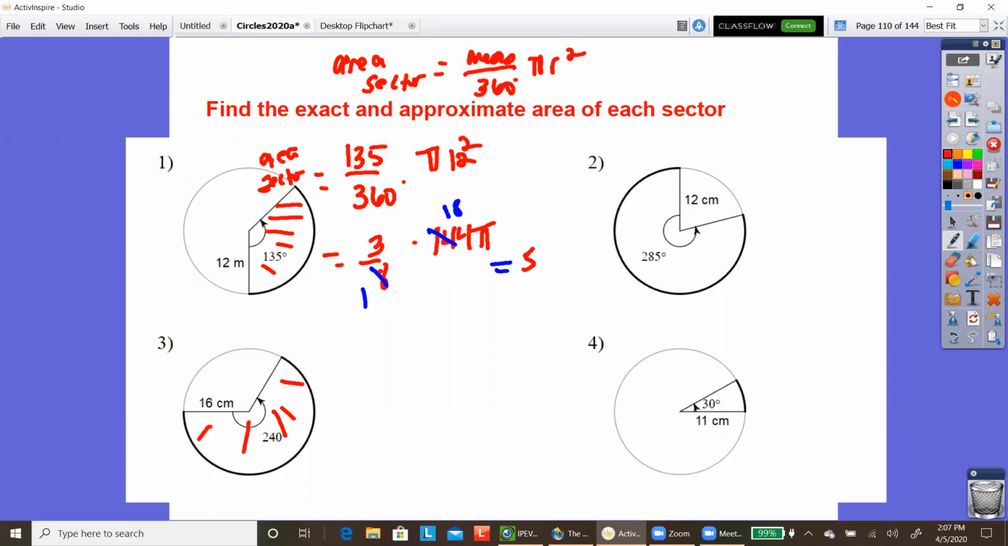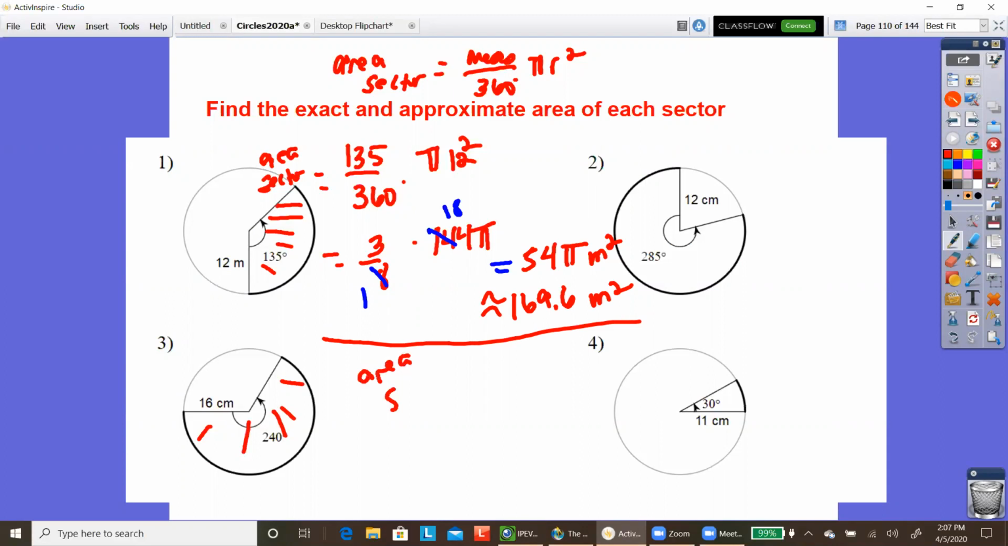Which is 54 pi square meters. That is the exact answer. And if you had used the pi key instead, it would have been about 169.6 square meters. Okay, try the next one. I'm going to do it now, so you might want to pause it and see if you get the same answer.